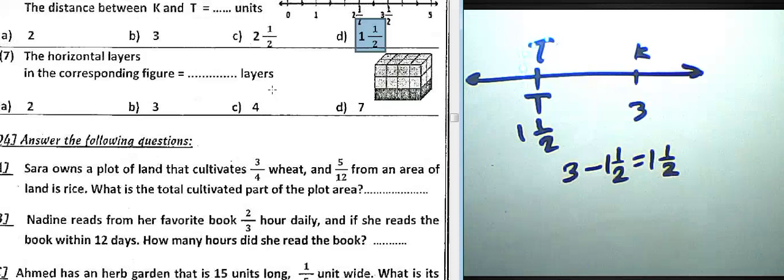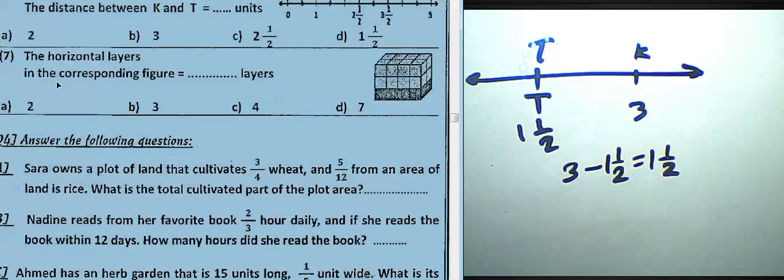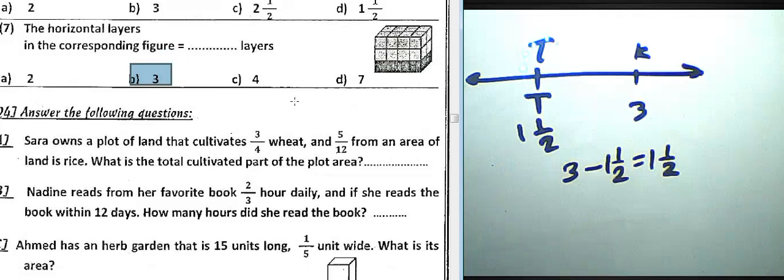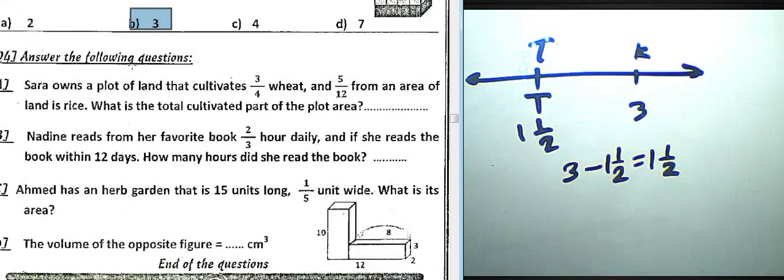Okay. The horizontal layers in the corresponding figure equal how many layers? 1, 2, 3. We have 3 layers here. Answer the following question here.